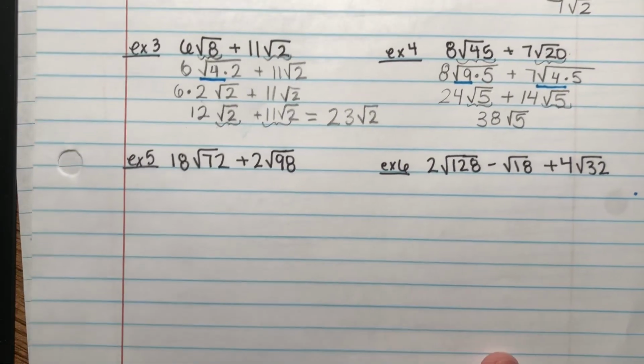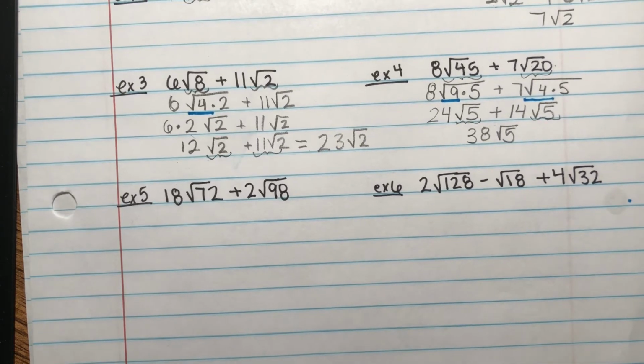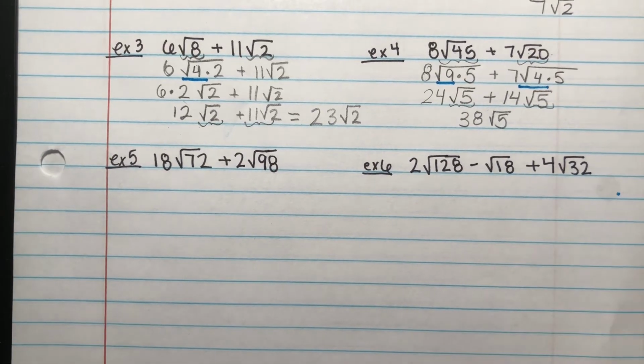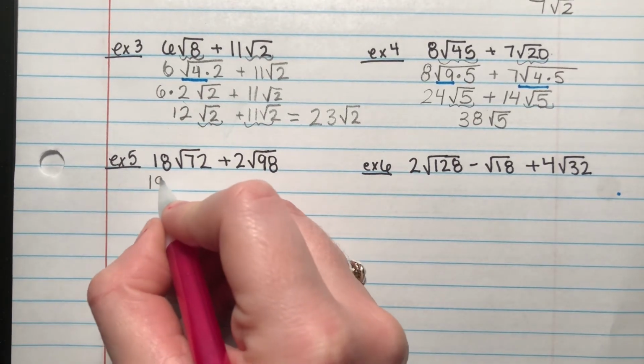All right, let's move to this example down here. So I have 18 square root of 72 plus 2 square root of 98. Now, if you can't think of the right factors off the top of your head, I usually like to start with the small numbers. So I'm trying to simplify 72 here. So I've got 18.